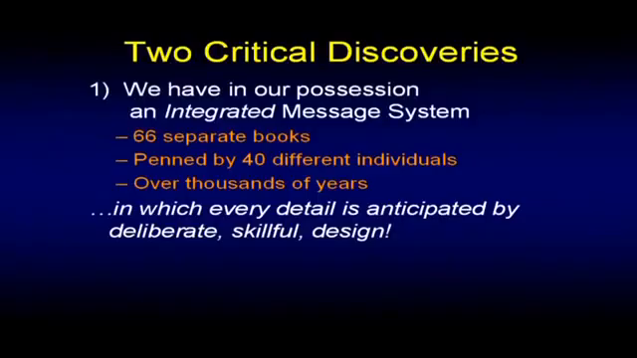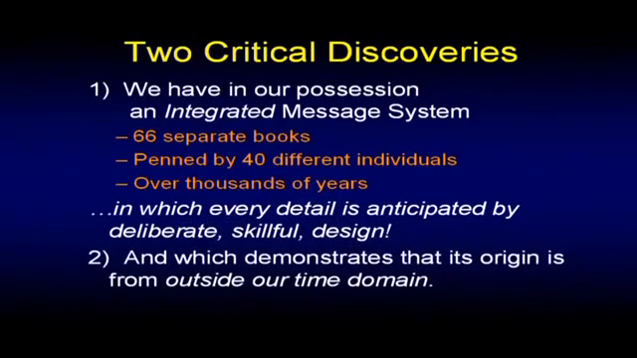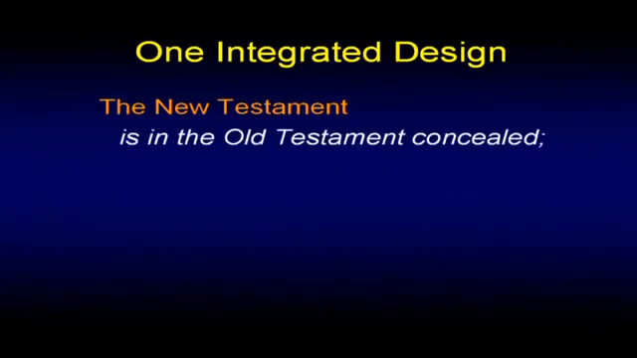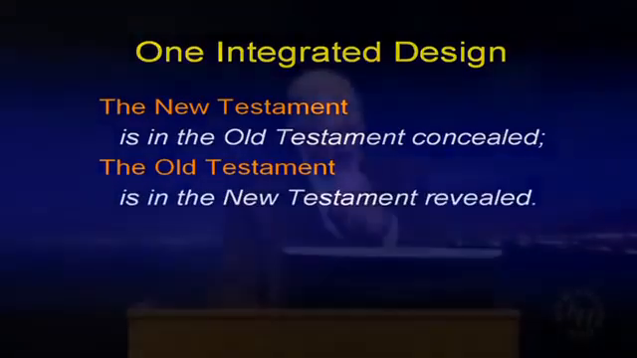And as you discover that, it has staggering implications, because the next thing you discover is the origin of that design had to come from outside the dimensionality of time. And that's one reason we spent some time in our little briefing package on time and space, because that's relevant to this. Now, so we have an integrated design. The New Testament is in the Old Testament concealed. And the Old Testament is in the New Testament revealed.